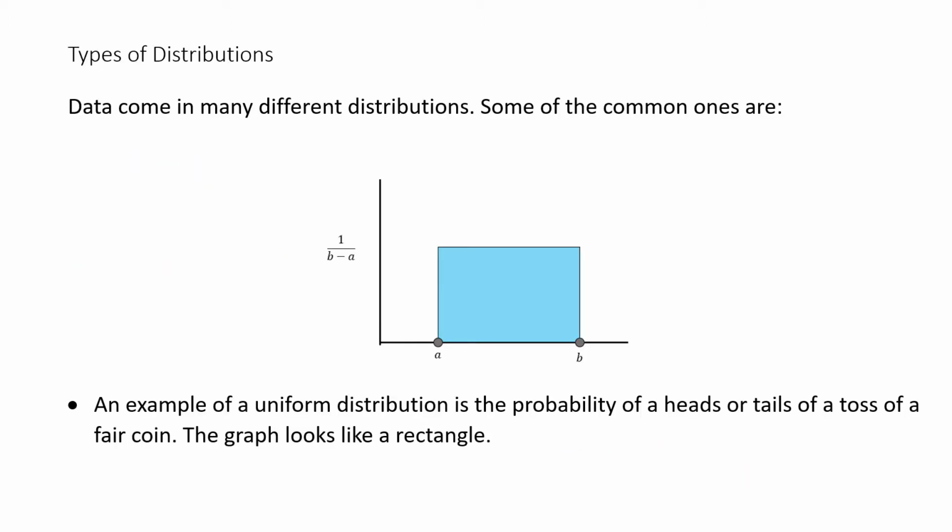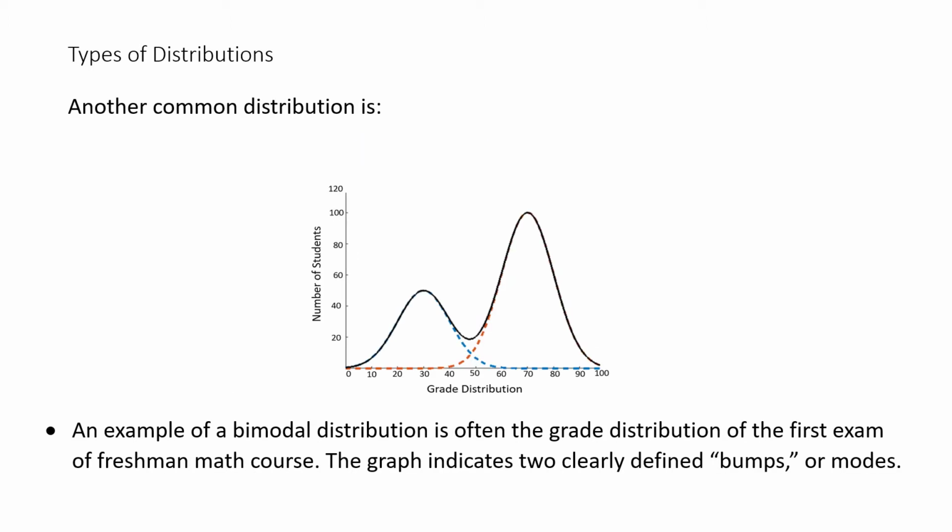Types of distributions. Data come in many different distributions. Some of the common ones are the uniform distribution. An example of a uniform distribution is the probability of heads or tails on a toss of a fair coin. The graph looks like a rectangle. Another common distribution is the bimodal distribution. An example of a bimodal distribution is often the grade distribution of the first exam of a freshman math course. The graph indicates two clearly defined bumps or modes.